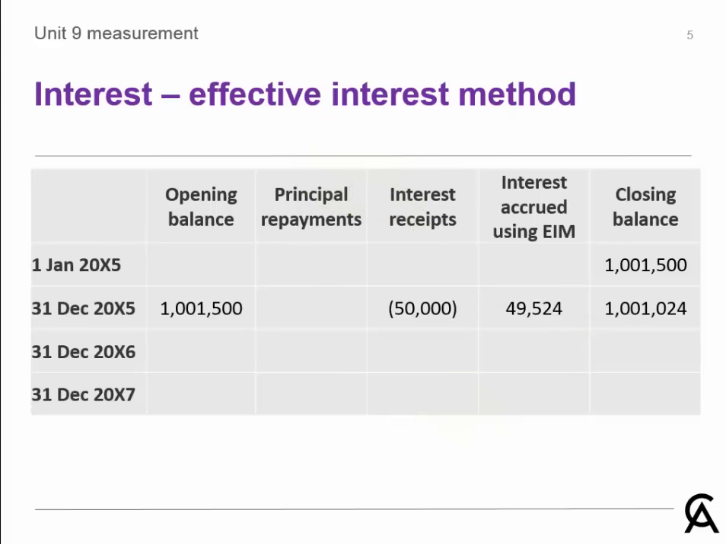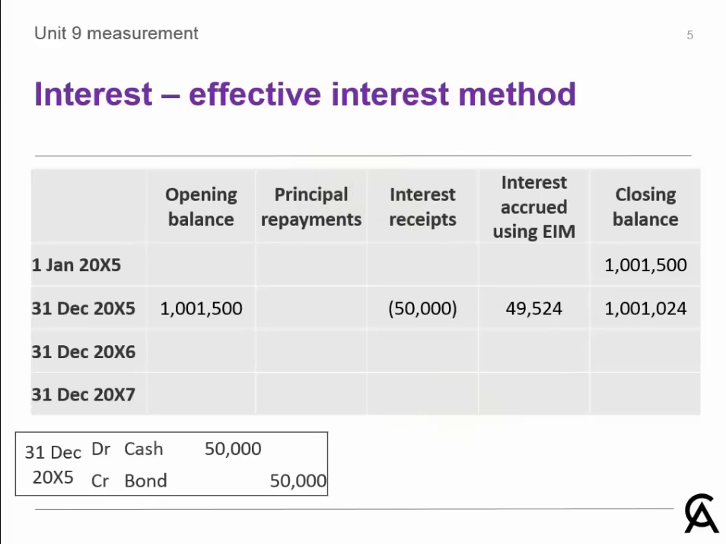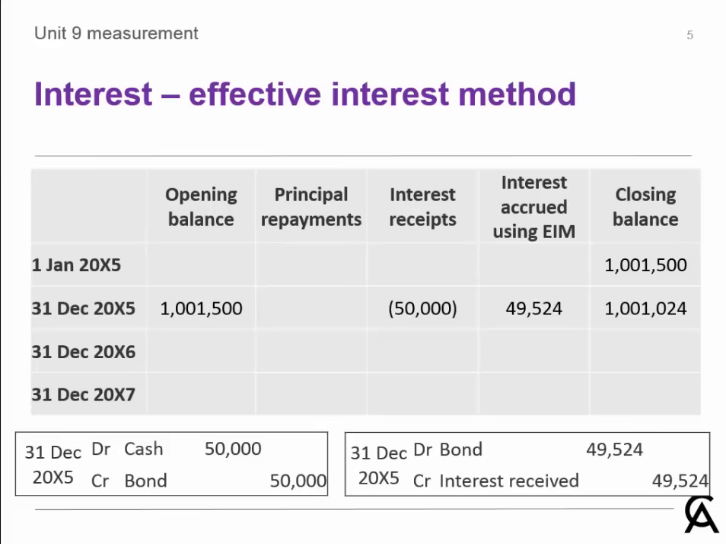Some journal entries here will show you how this works. The journal for recognising the interest received is to debit cash and credit the bond for $50,000. We don't credit P&L here because this is not the amount of interest we want to recognise as earned. We then prepare a journal to recognise the amount of interest we have calculated we have earned, $49,524. So here we debit the bond and credit interest received for $49,524.